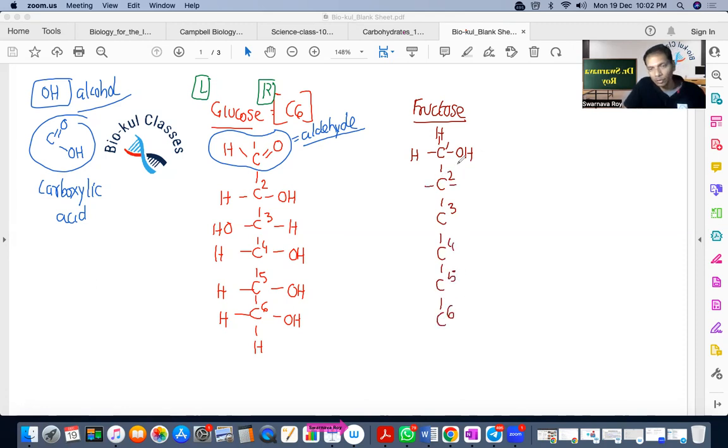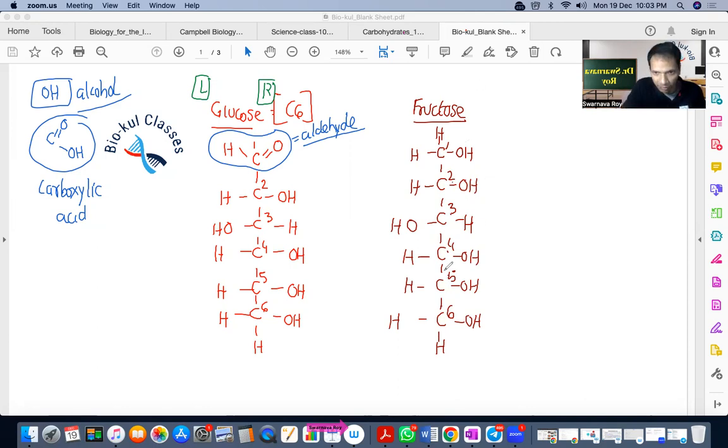The second carbon, it also has an OH. Third carbon has OH here. We have OH like that. Okay. And we have a CH2OH. So 1, 2, 3, 4, 5, 6. So that is the picture of a fructose.